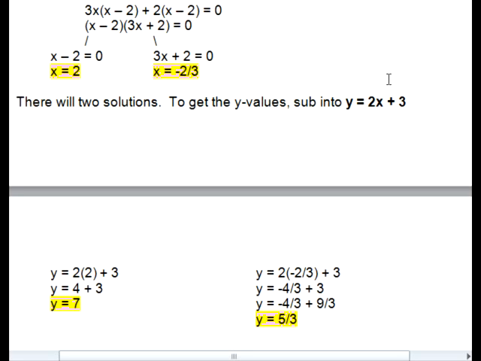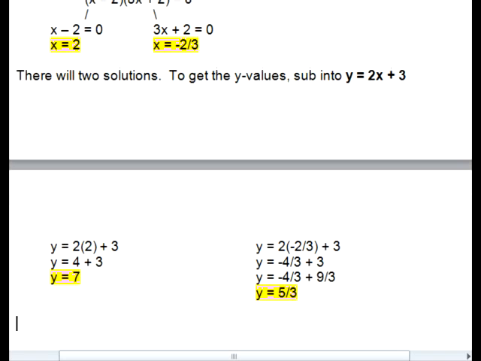So I'm going to say then, therefore, the POI is 2,7 and negative 2/3, 5/3. Okay, so there happens to be two answers right here.